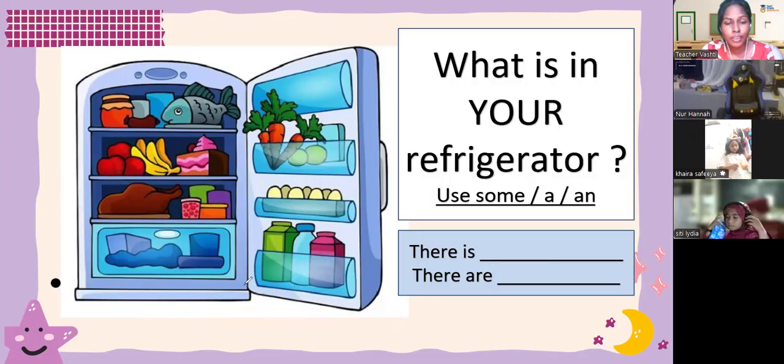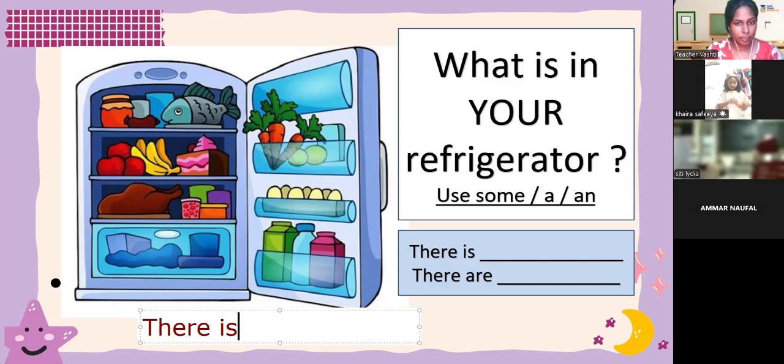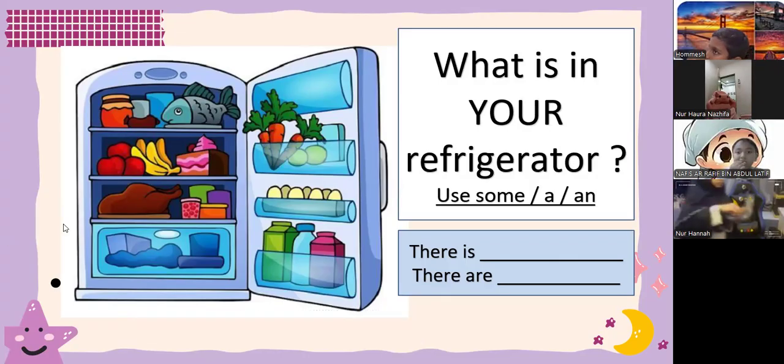There is some lemon. Okay. There is some lemon. Lagi sekali. There is some lemon. Betul ke? Lemons. Good. There is some lemons. Next one. Who else? What do you have?